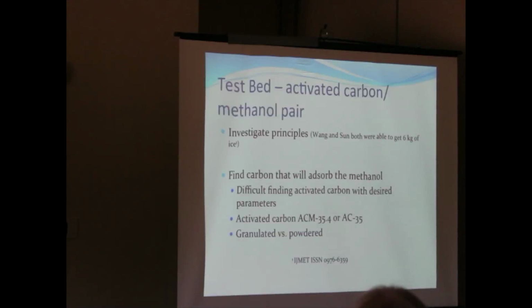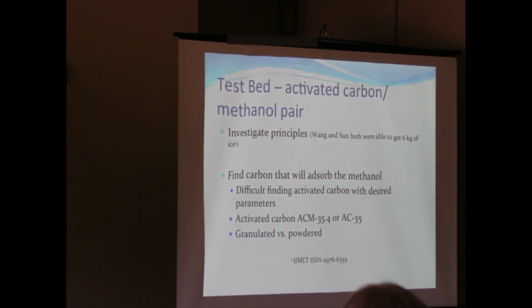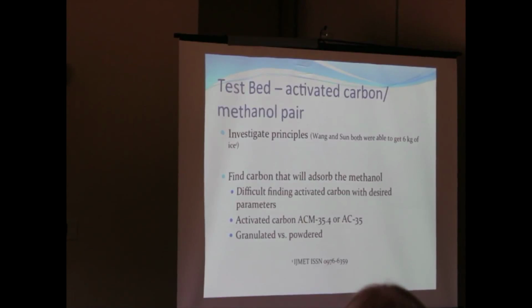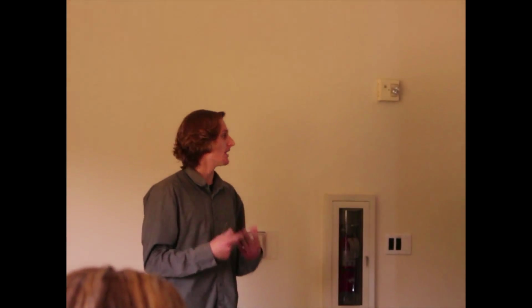What I was mostly trying to work on was investigating the principles of how this system would work and how I could get it to be more efficient. I was referred to an article where Wayne and Son were both able to produce 6 kilograms of ice using 500 milliliters of methanol. I'm not using 500 milliliters of methanol. I'm on a much smaller scale, so I'm just trying to replicate the results and see that this actually works and see that I can get the thermodynamics of the system to work.